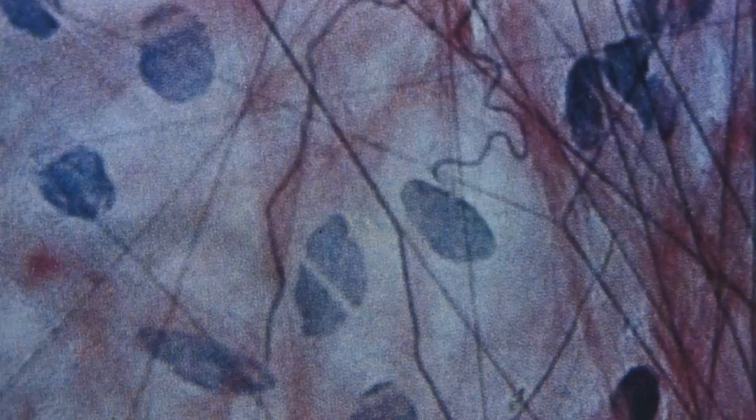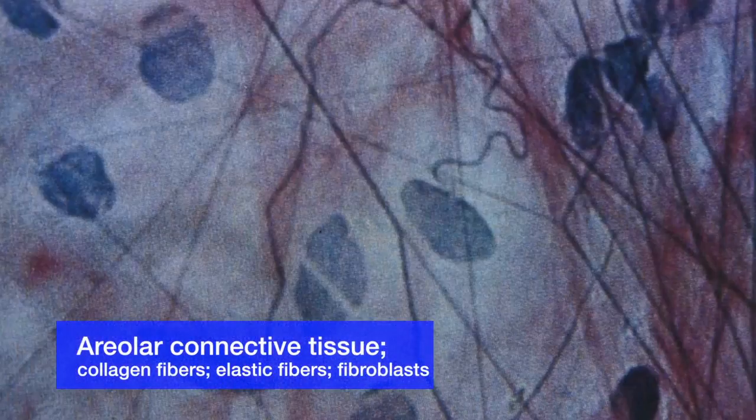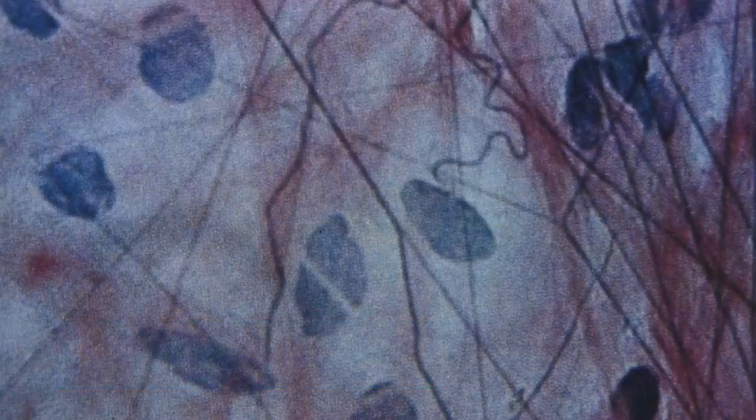The first type, areolar connective tissue. This is one of the most widely distributed connective tissues. The matrix of areolar connective tissue contains numerous fibers and cells, typically many interwoven collagen fibers and elastic fibers. Fibroblasts are usually present in the greatest number in areolar tissue.